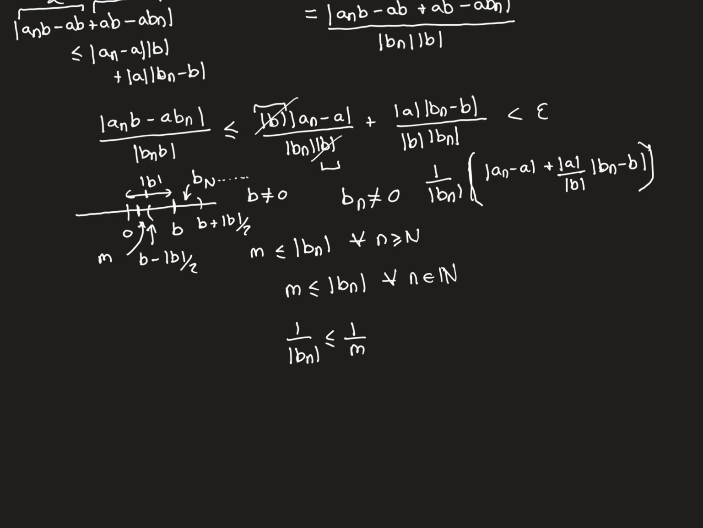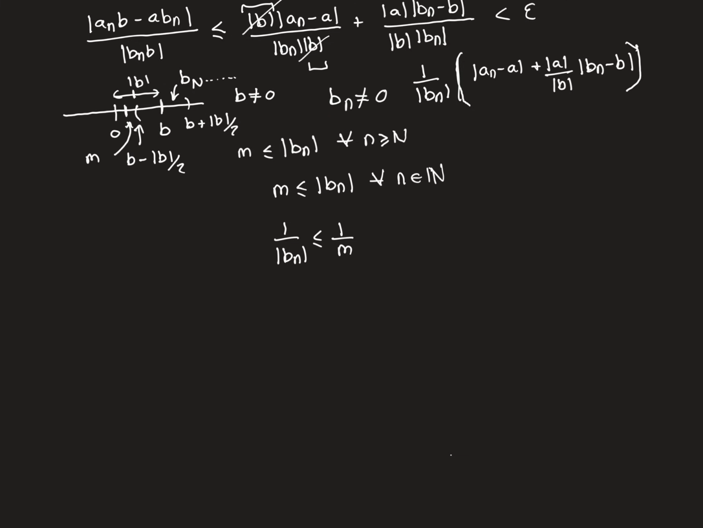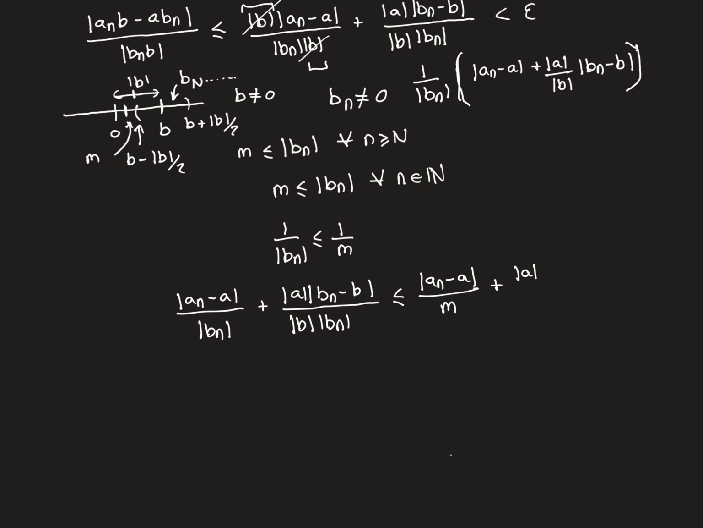So what I'm now going to do is multiply both sides of this inequality by this thing here, and then multiply out the brackets, and what I'll then get is that the thing that I originally wanted, mod an minus a over mod bn plus mod a times mod bn minus b over mod b times mod bn is less than or equal to mod an minus a over this value m plus mod a times mod bn minus b over mod b times m.